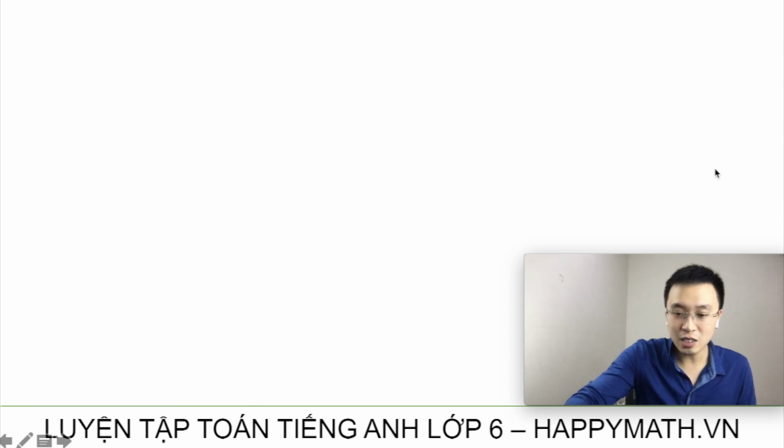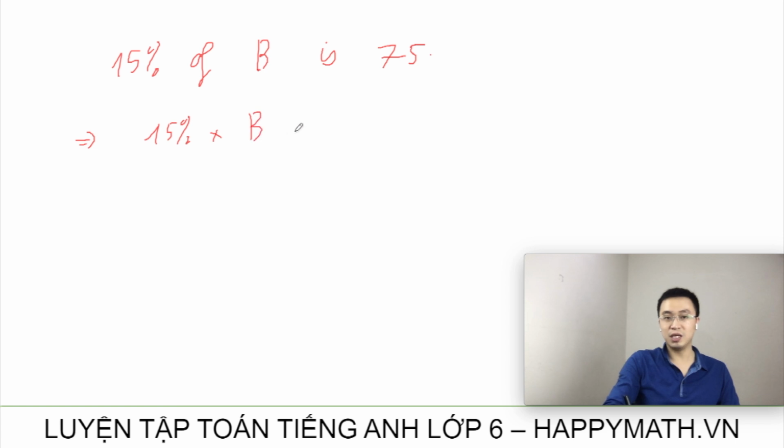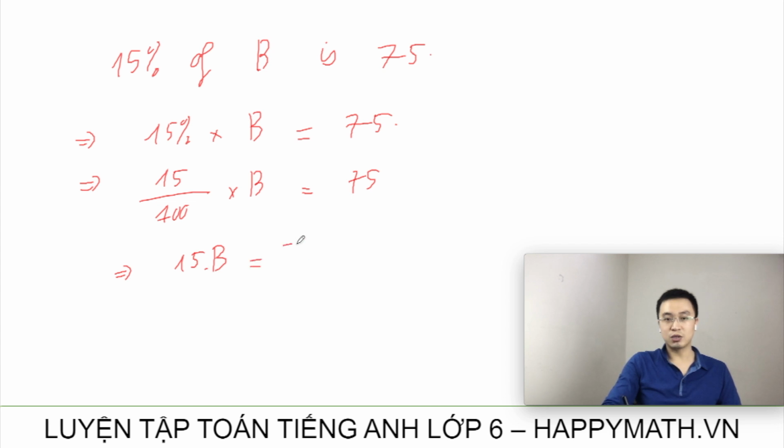Another example of this kind of exercise is 15% of B is equal to 75. So from here, I will take the 15% multiplied with B, equal to 75. 15% means 15 over 100, multiplied with B is equal to 75. So 15 multiplied with B equal to 7,500, because I take the 75 multiplied with 100 here.